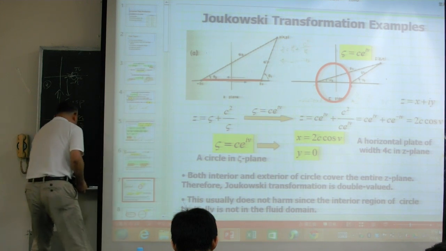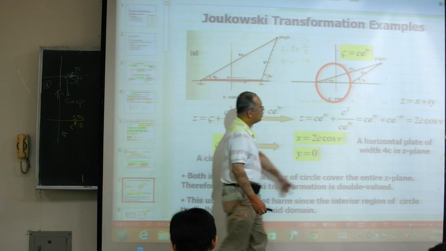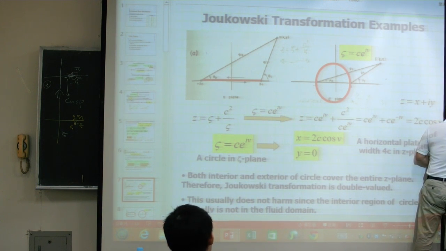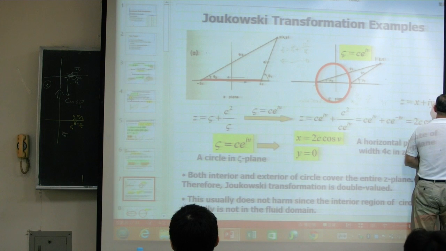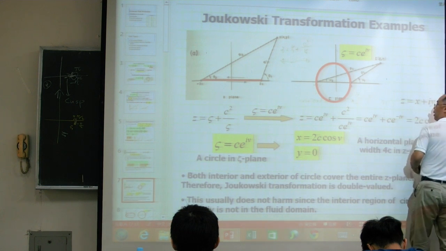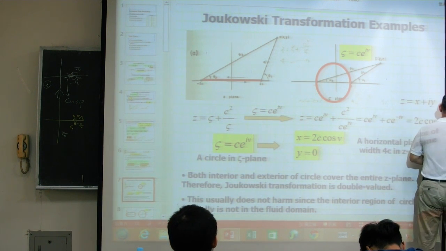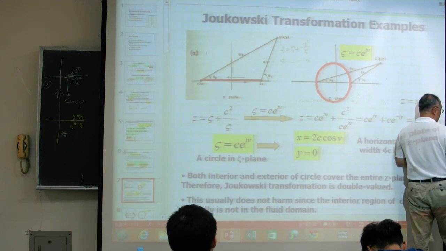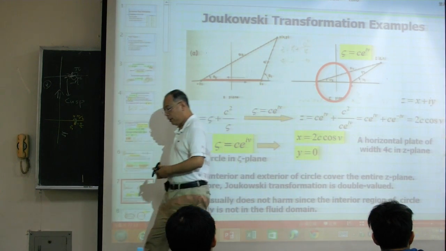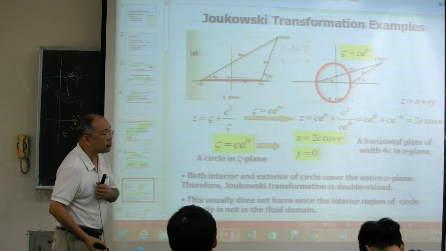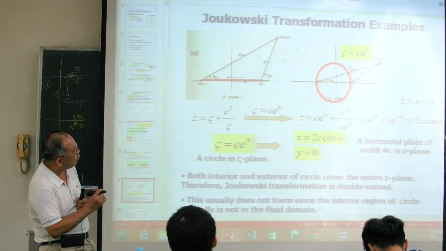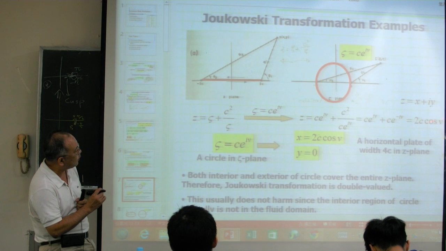What's that? e to the i mu is cosine mu plus i sine mu. e to the minus i mu is cosine mu minus i sine mu. So if you add these two terms together, the two imaginary parts cancel, becoming 2 cosine. That's the complex variable; you should know that. So this term plus this term is equal to 2 cosine mu, and we have C as a common factor, so it becomes 2C cosine mu here.